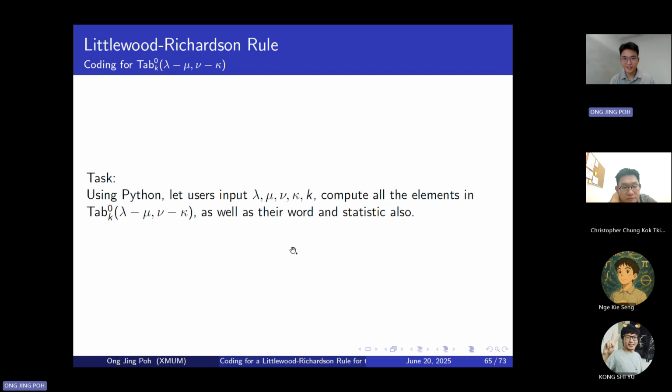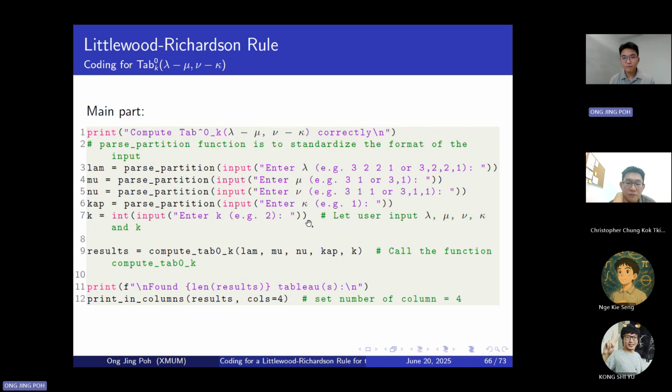So we come to our main task, that is to compute all K tableaux of shape lambda minus mu and weight nu minus kappa, such that the concatenated word is a lattice permutation. And here's the coding. In the main part, the user can include lambda, mu, nu, kappa, and k11. Then the main function is in line 9, the function compute tab 0k. So I will explain the details inside this function.